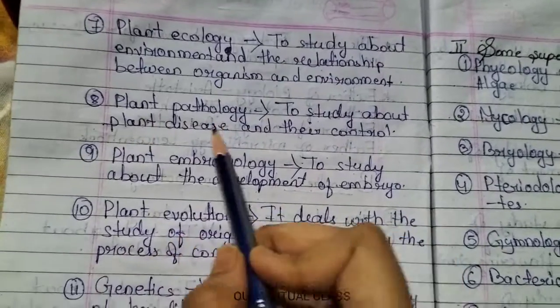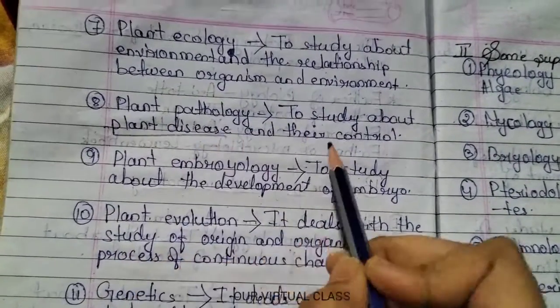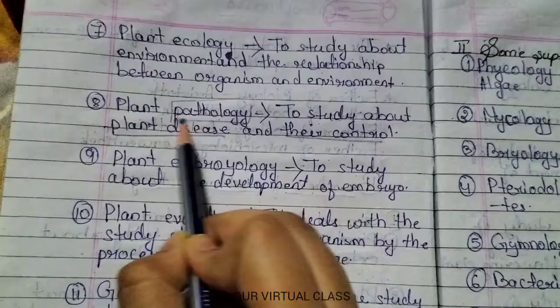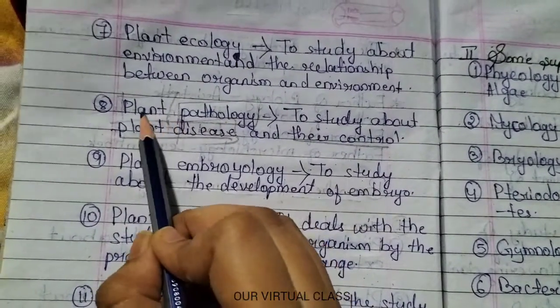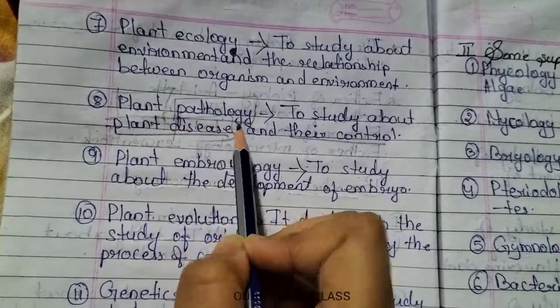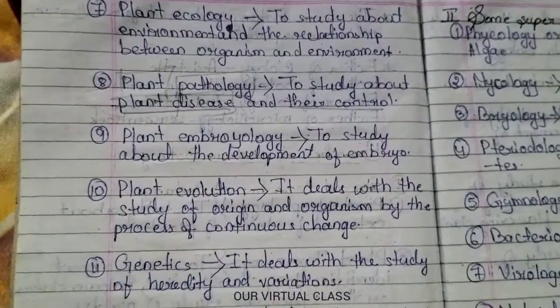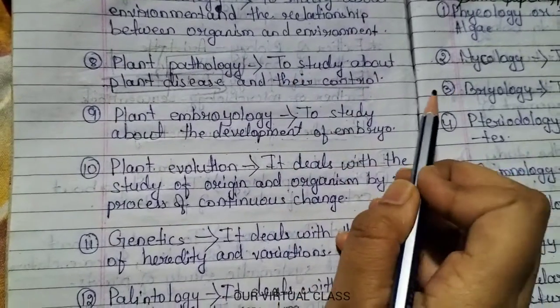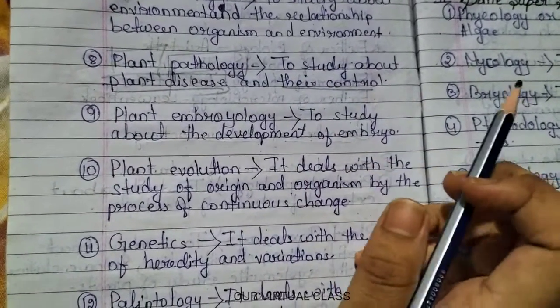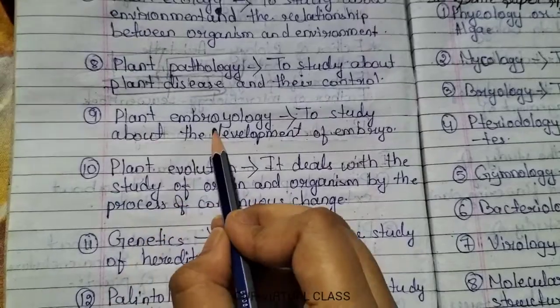Plant pathology means the study of plant diseases and their control. From pathology you have to remember disease, and if plant comes before the word pathology, then it is plant disease. In this branch we will learn how to control the diseases which are caused in plants. Now it is plant embryology.